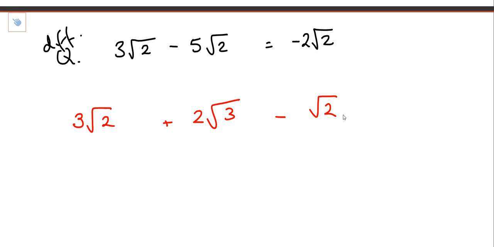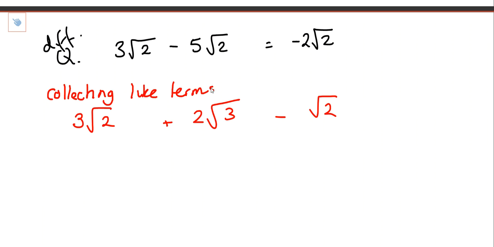Okay. So we have, in this case, 3 root 2s plus 2 root 3s minus a root 2. Do you all have an idea? What would you say? It's like collecting like terms. So it would be 2 root 2. So this is collecting like terms.